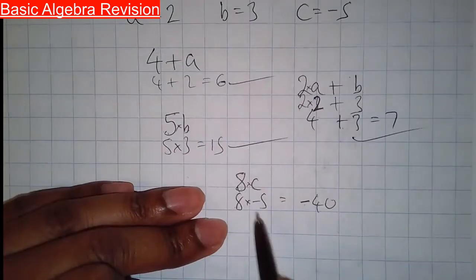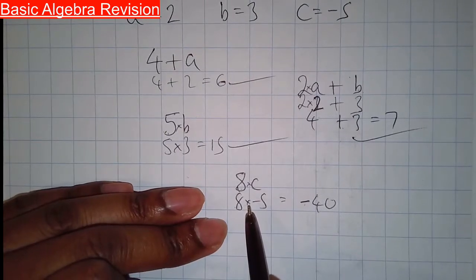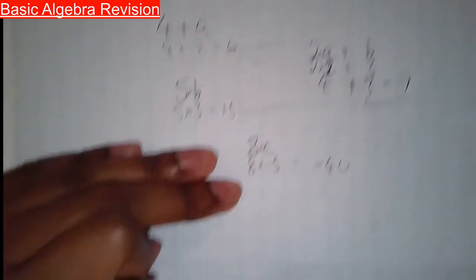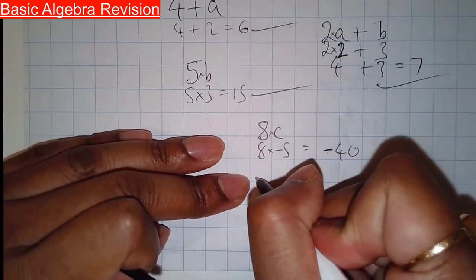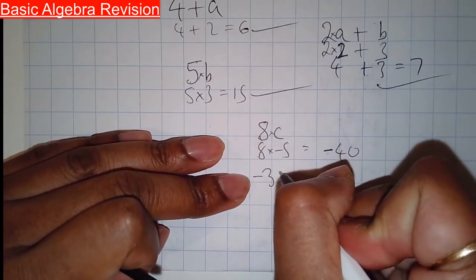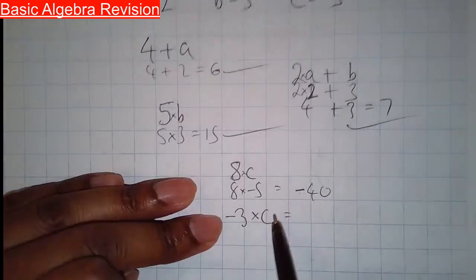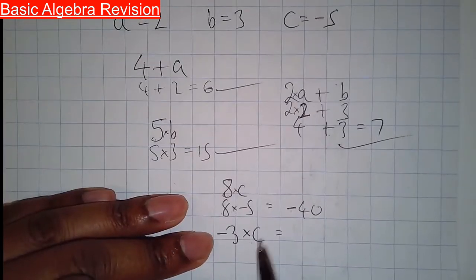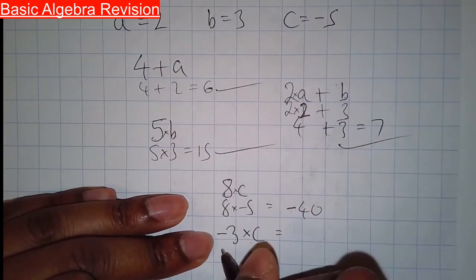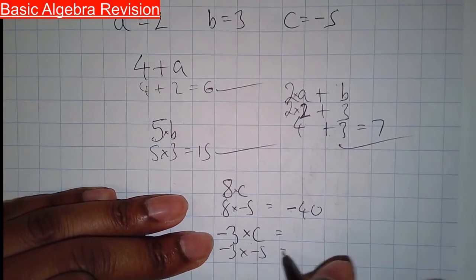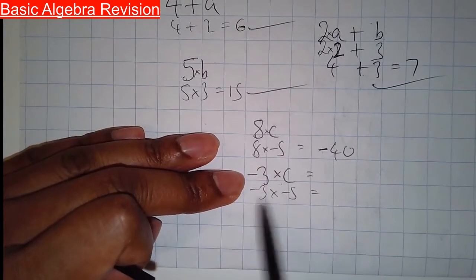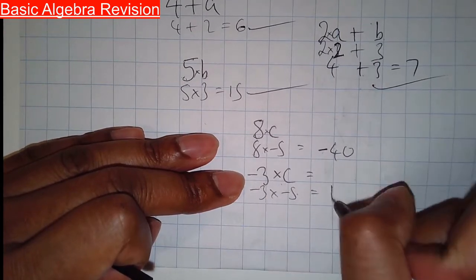Same with division as well. So whenever you're timesing or dividing, you think about who wins. Let's try this one. Replace the c with -5. Whenever you multiply two negatives together, two negatives make a positive. So 3 times 5 is positive 15.